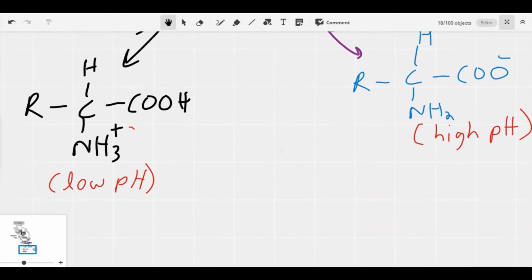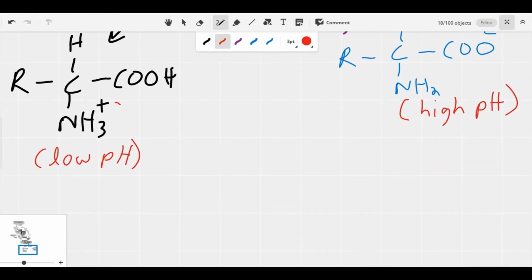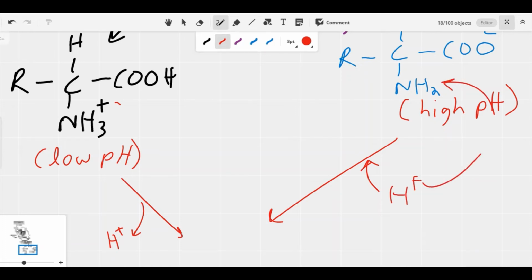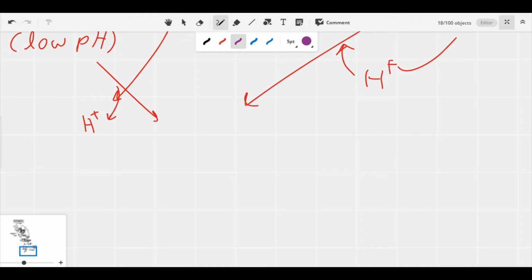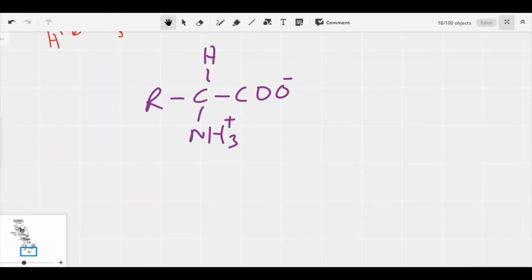Okay, so now from this you have to make a Zwitter ion. In this case there is the loss of hydrogen, and in this case there is the gain of hydrogen, where the hydrogen will be gained at the NH2 group, and hydrogen will be lost from the carboxylate group. So here it will make R CH COO negative, and here NH3 positive. Okay, so that is known as Zwitter ion.